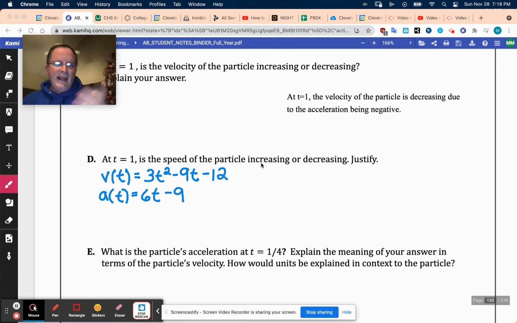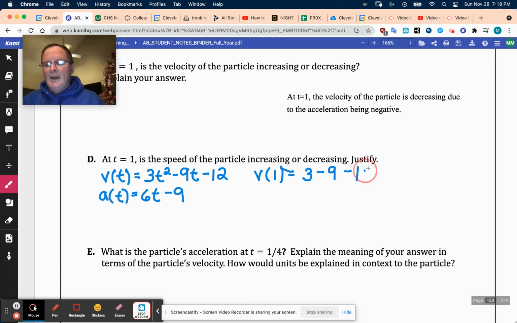Okay, so we need to find out. At t equals 1, we'll just substitute in. So v of 1, and really I just care if it's positive or negative, but we'll find the actual value. So v of 1 is going to be 3 minus 9 minus 12, which is most certainly negative. All right, so we got what, negative 18? All right, and then so it'd be negative 18.